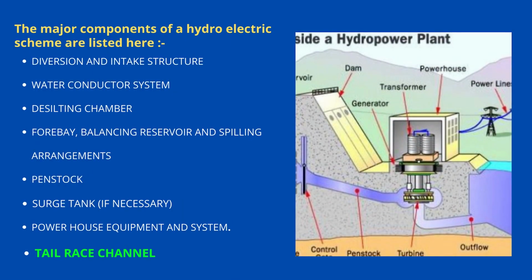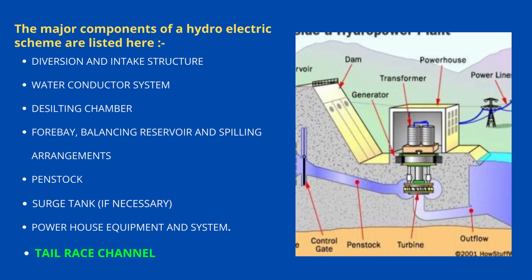Now, the next component we have is the tail race channel. Each unit has its own tail race. It is a rectangular section, with bed slope as per terrain, provided for the tail race channel. And finally, we have the power house. Its layout we will first discuss.